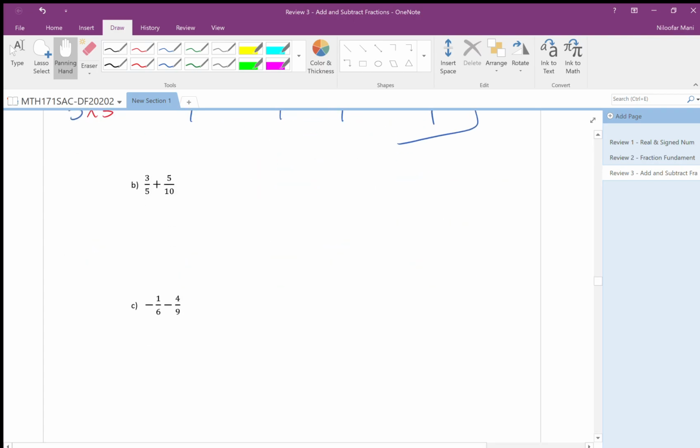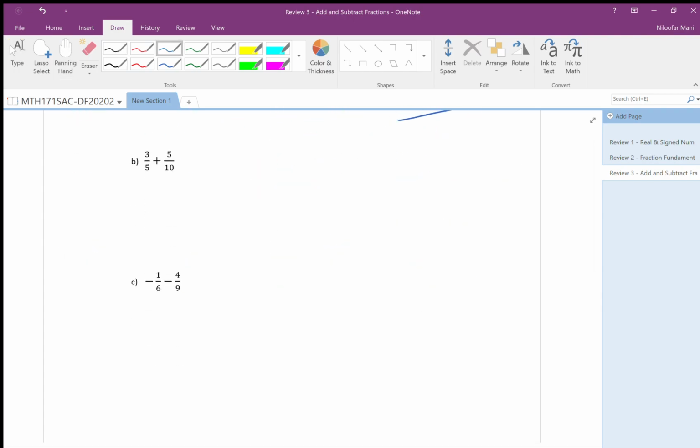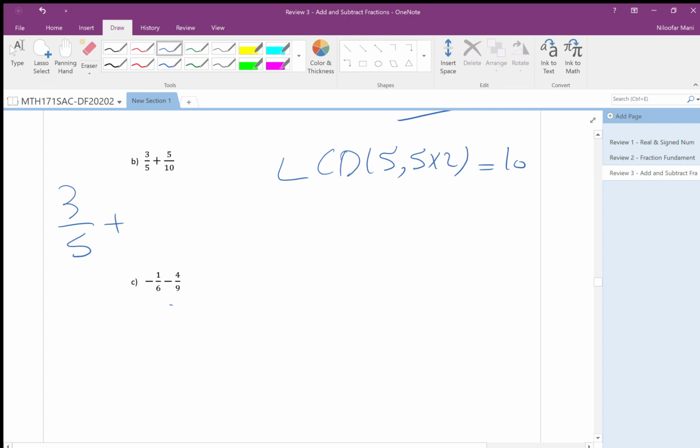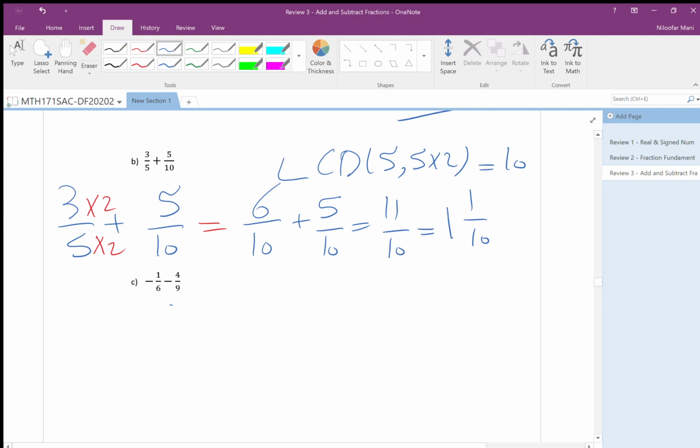How about the next? Okay, 3 over 5 plus 5 over 10. So least common denominator between 5 and 5 multiplied by 2 is 10. I need to use all prime numbers with the largest exponent. All prime numbers, I have 2 and 5, I use both of them. And powers are 1. So 3 over 5 plus 5 over 10, I don't need to do any change for the second one, but for the first one, I need to multiply top and bottom with 2. So 6 over 10 plus 5 over 10, which is 11 over 10, which is 1 and 1 over 10. I go to mixed fraction.